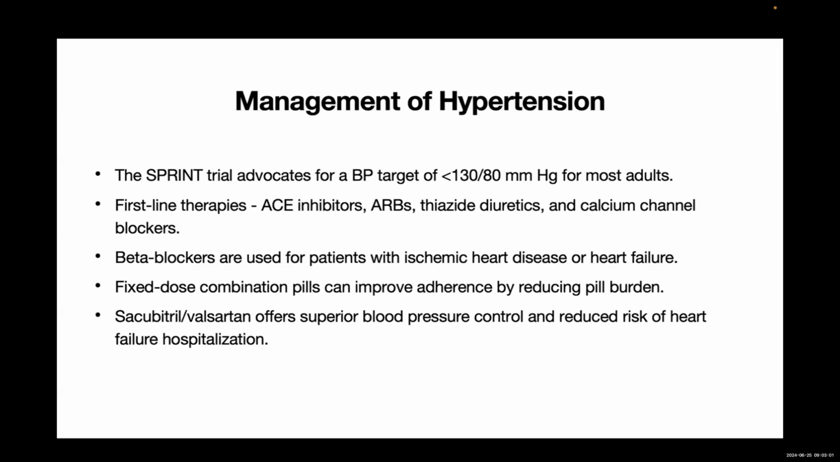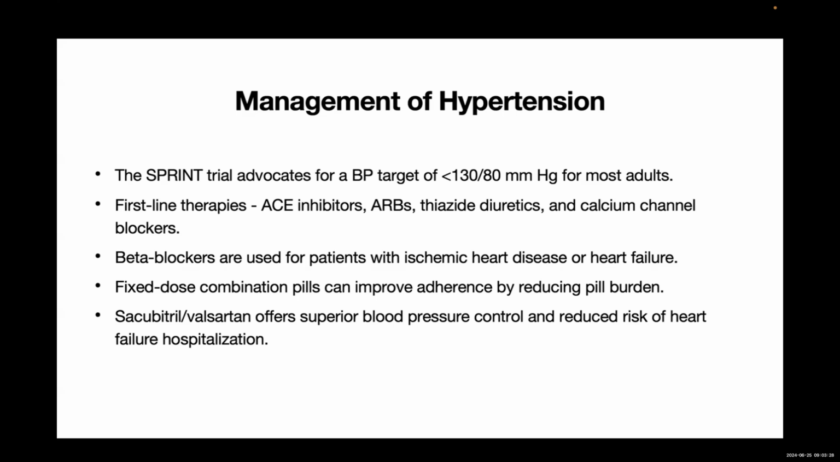ARBs block the effect of angiotensin 2 at its receptor site, reducing vasoconstriction and aldosterone secretion. Thiazide diuretics reduce the blood volume by promoting excretion of sodium and water, which reduces the blood pressure. Calcium channel blockers relax blood vessels by inhibiting calcium entry into the smooth muscle of the heart, reducing the vascular resistance. And beta blockers decrease the heart rate and cardiac output, reducing the myocardial oxygen demand and blood pressure.